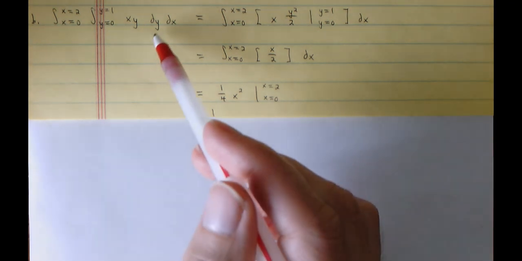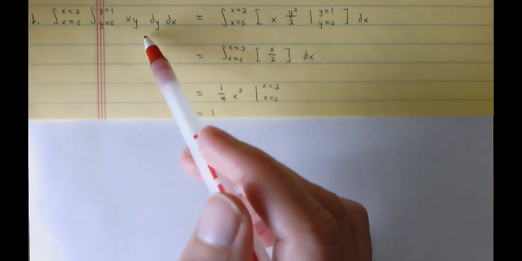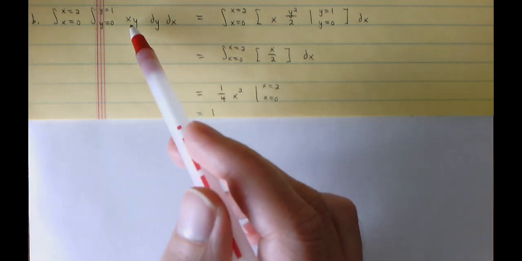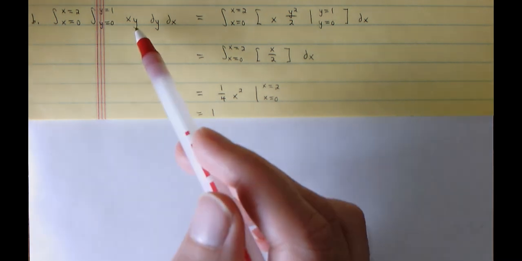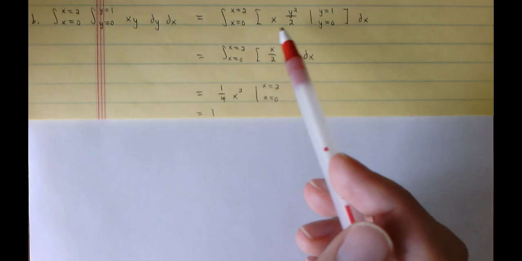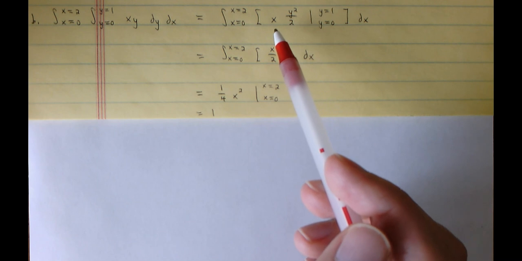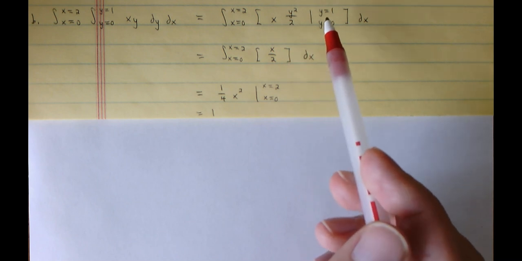In part B, we want to set up the double integral so that we're first integrating with respect to y. So now the order will be dy dx, and because we're first integrating with respect to y, we're going to treat x as a constant. So in fact, that x could come outside of the first integral, and then you just integrate y like normal. Well, that's y squared over 2, and our constant multiple x tags along. So we'll evaluate this from y equals 0 to y equals 1.